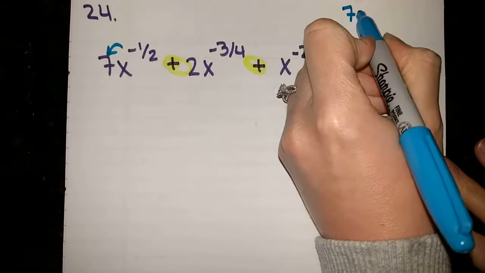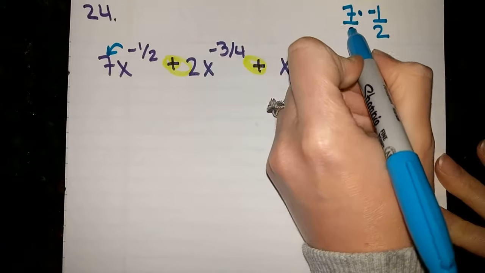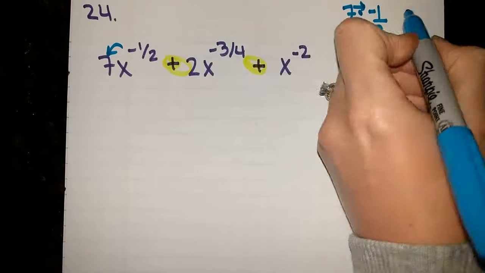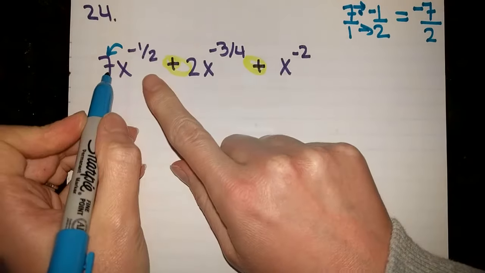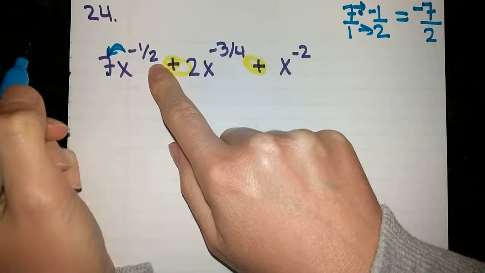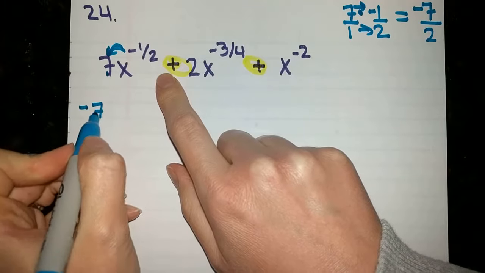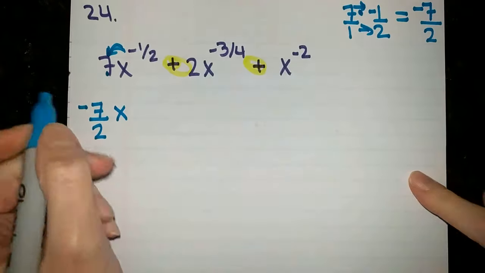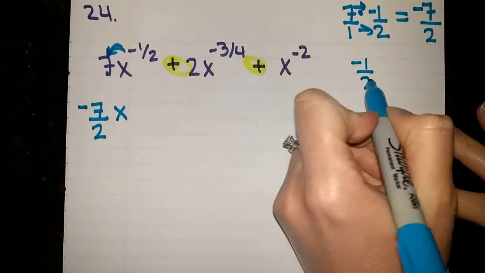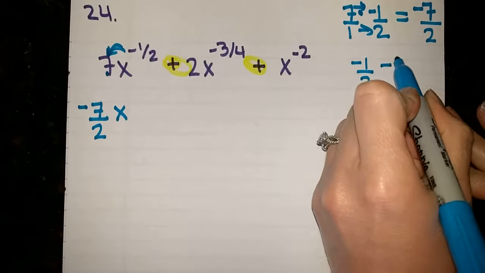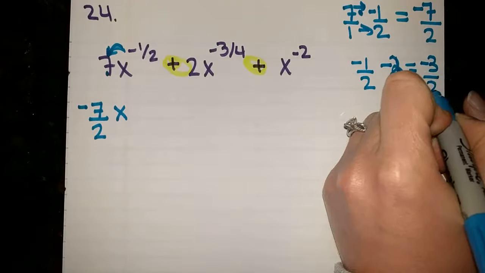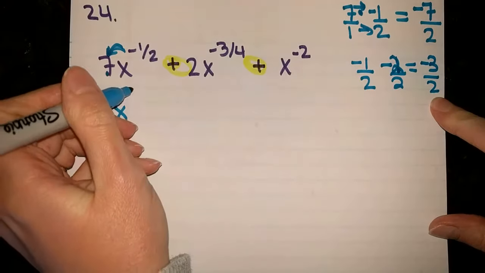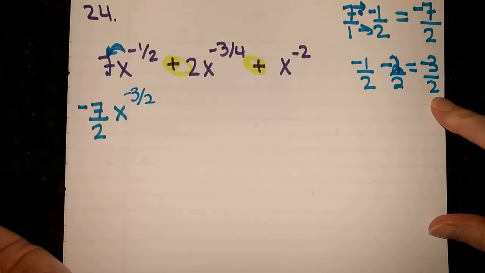We would take 7 times -1/2, and this 7 over 1 we would multiply straight across. So that would give us -7/2 when we multiply the coefficient of 7 with the brought down exponent. So that gives us -7/2 x. Then we would take -1/2, our exponent, and subtract 1. So the -1 would become a 2 over 2. So that would become -3/2 as our new exponent.